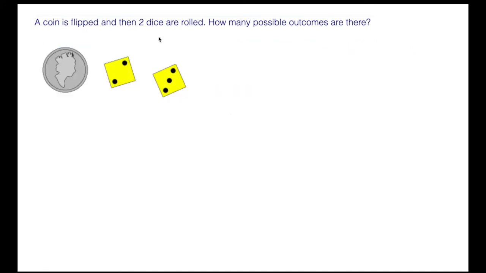A coin is flipped and then 2 dice are rolled. How many possible outcomes are there? For the first step, there are 2 different ways that you can get a result. For the second, there are 6 different ways. The die has 6 sides, you have 6 numbers come up. For the third step, 6. It's 2 times 6 times 6, which is 72.